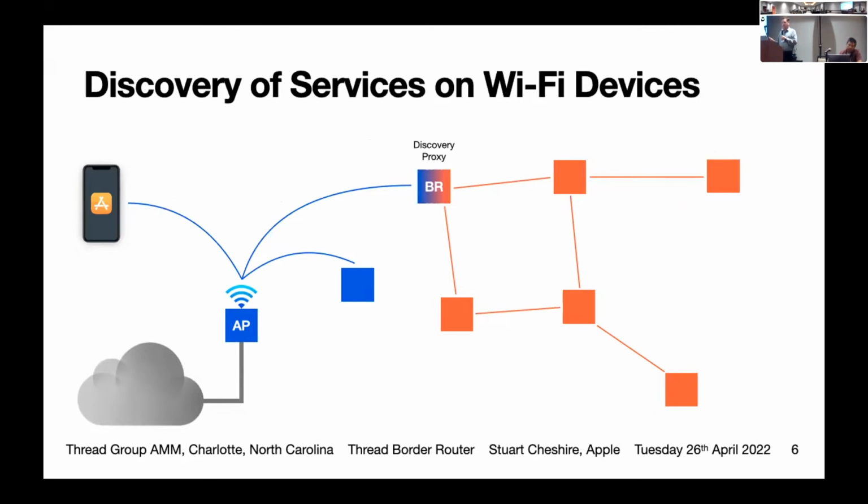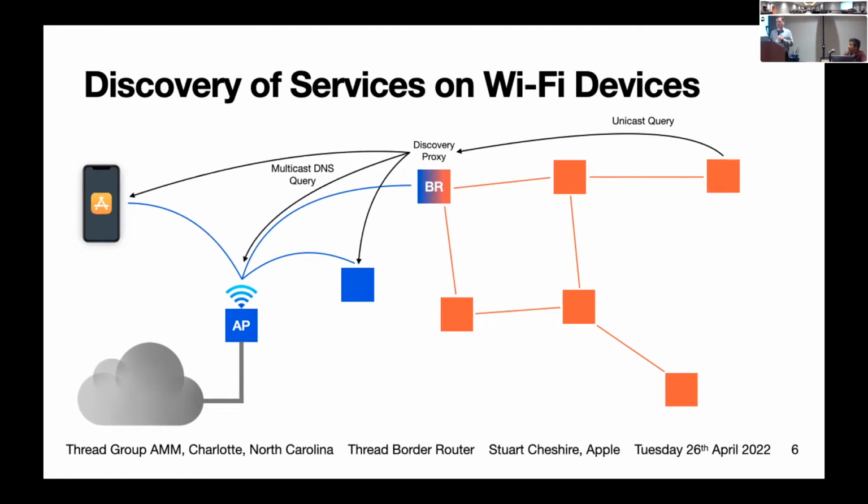We want discovery in the other direction as well. So devices on the Thread mesh can discover services on Wi-Fi, again, without polluting the Thread mesh with multicast traffic. Here, the node on the Thread mesh does a unicast query to the border router, which is running a software entity called a discovery proxy, and that handles multicast on behalf of the client. So when that query comes in, the discovery proxy will handle the multicast. It'll collect the answers and send those back to the Thread client.